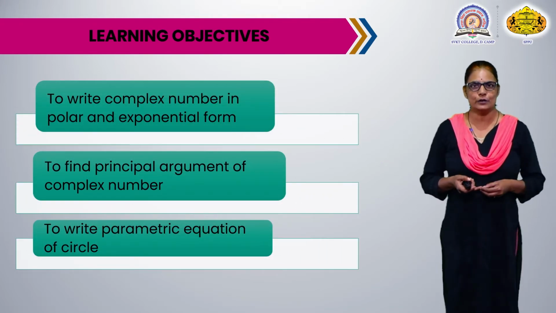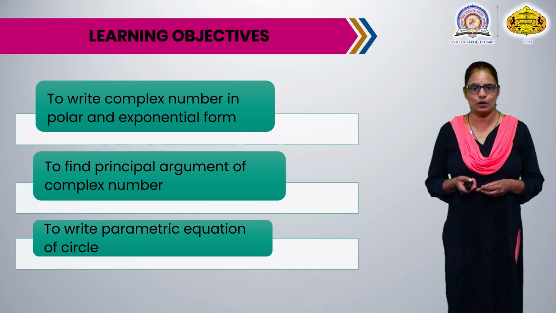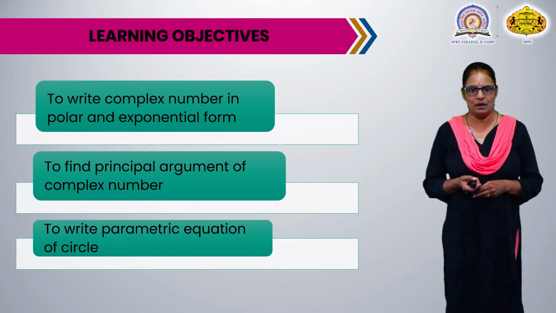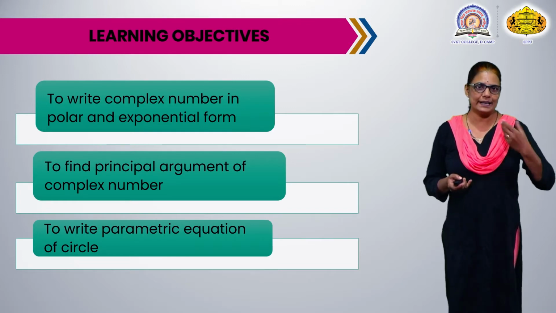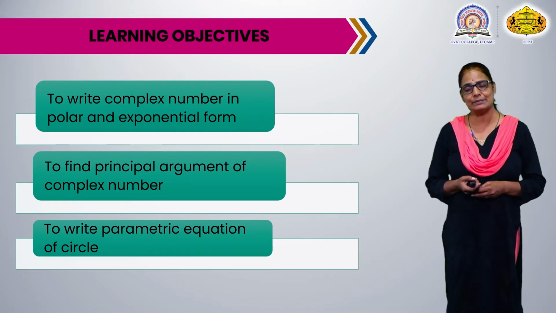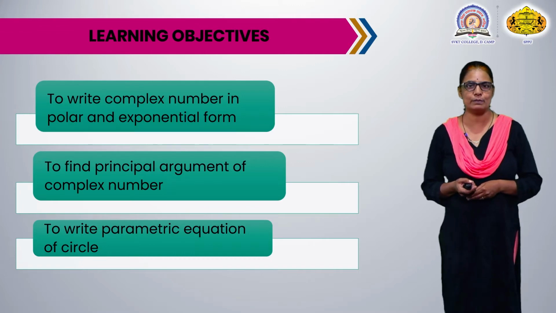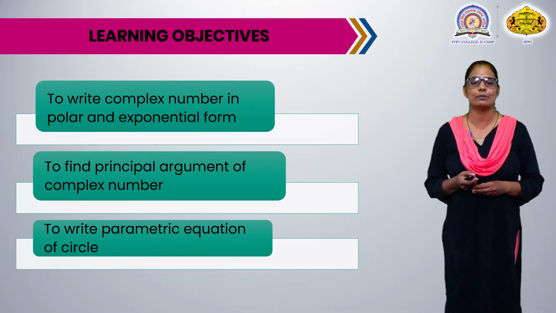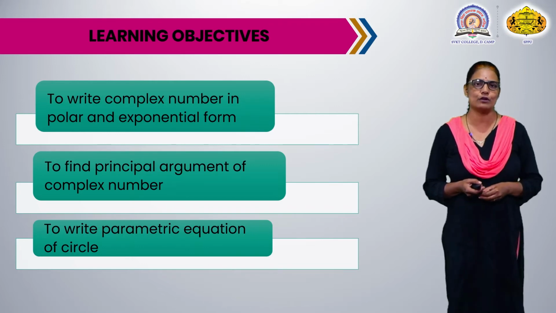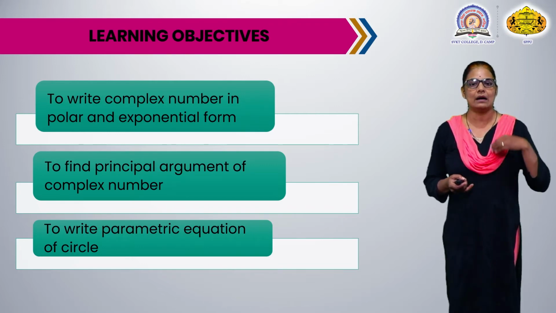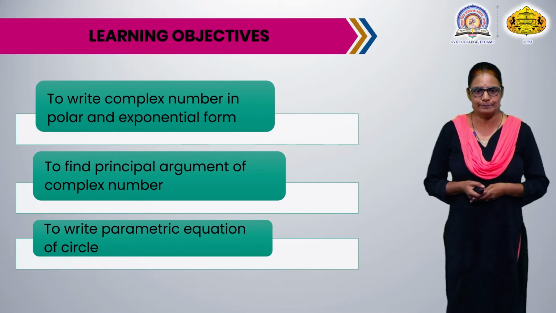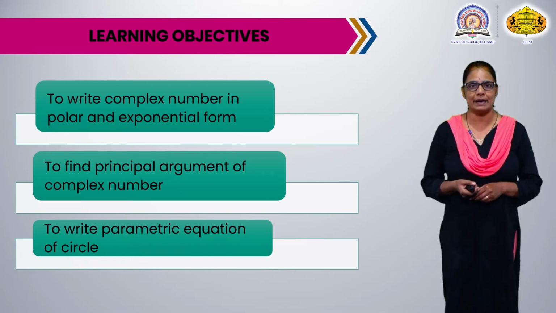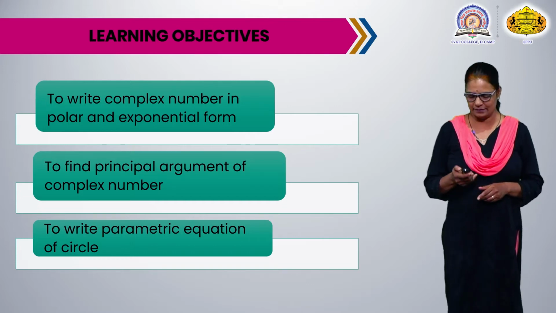After watching this video, students are able to write a complex number in polar form as well as in exponential form. To write the polar or exponential form, we need the principal argument or the argument of a complex number. So after studying this part, students are able to find the principal argument of a complex number, and also to write the equation of a circle in parametric form in the complex plane.